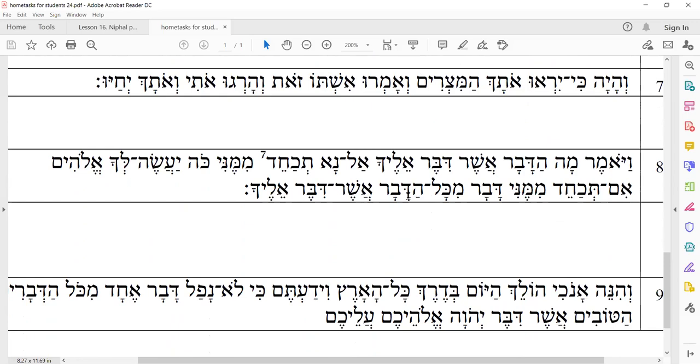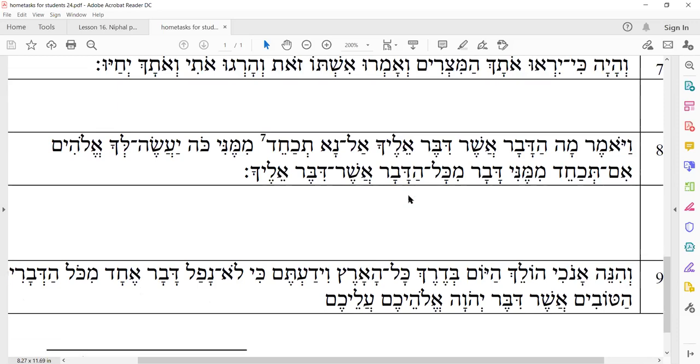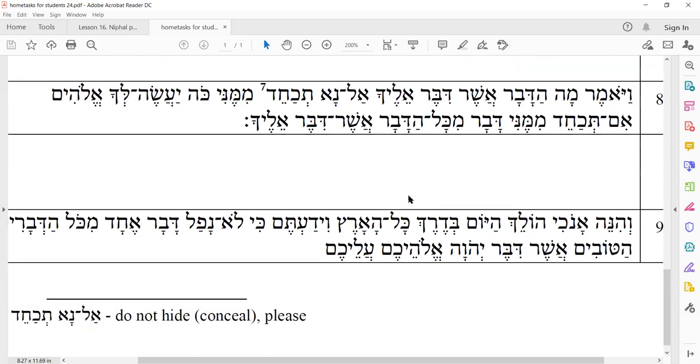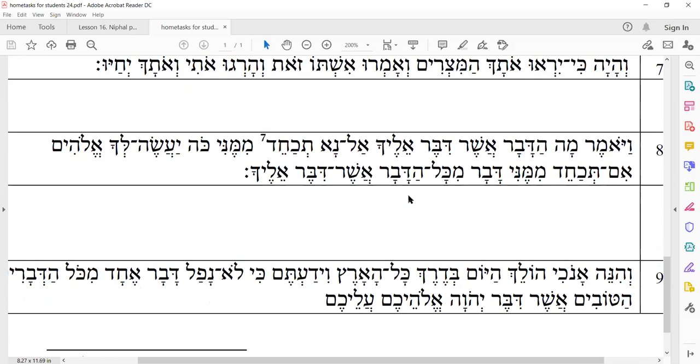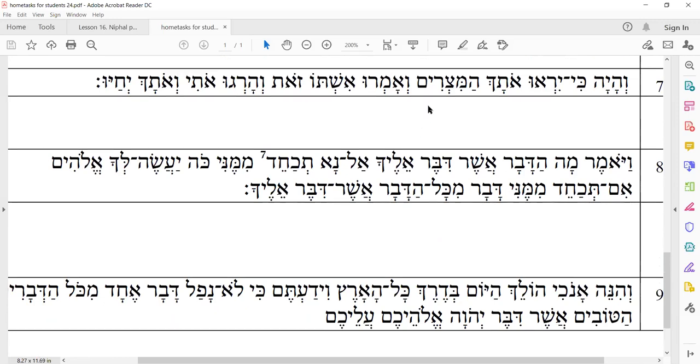Okay, let us skip this one because it seems to me there is no Niphal in this sentence. Let's go to the next one. Translation. Or you want just for practice, we can translate it just for ourselves if you want. Okay.